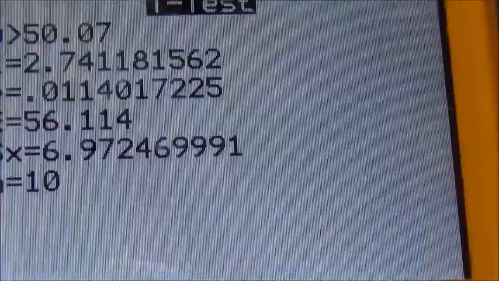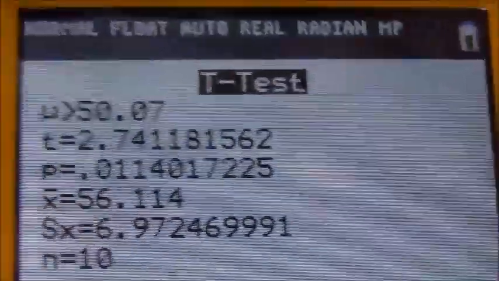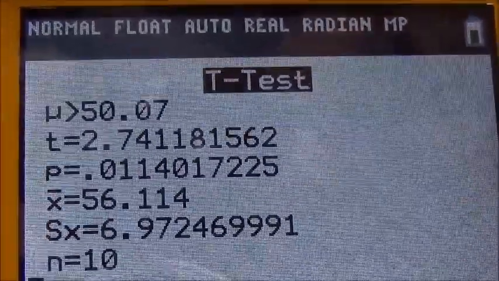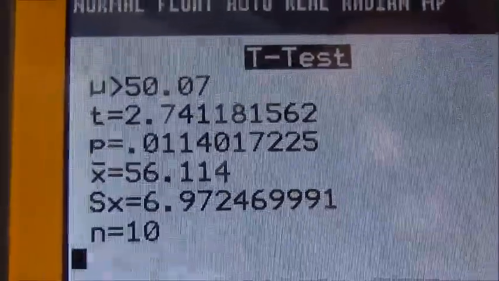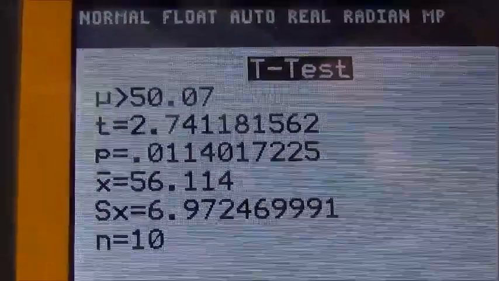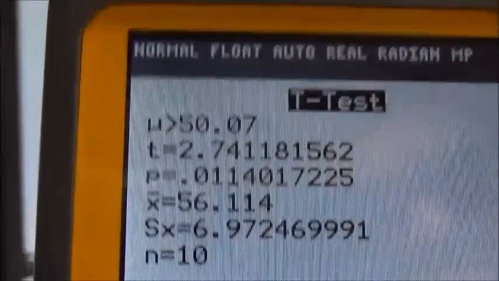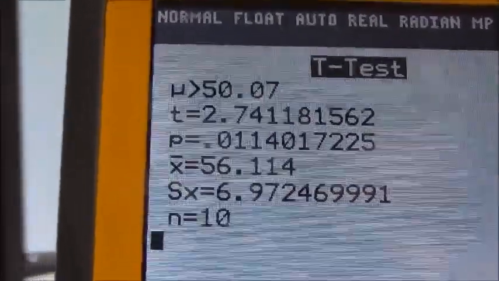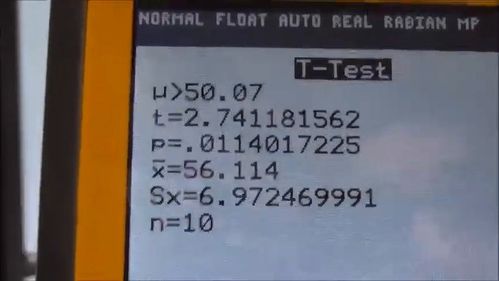So on there, the value of my test statistic, my t-value, is 2.741. My p-value, 0.011. And then it also gives you your sample mean and sample standard deviation, and that we had 10 numbers in our list. So we have our values there.